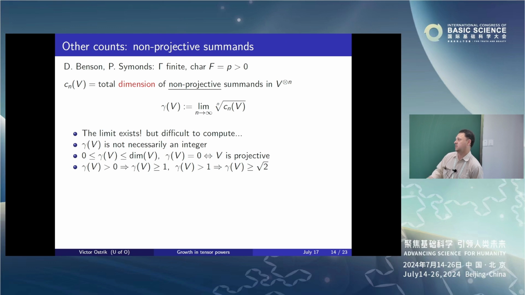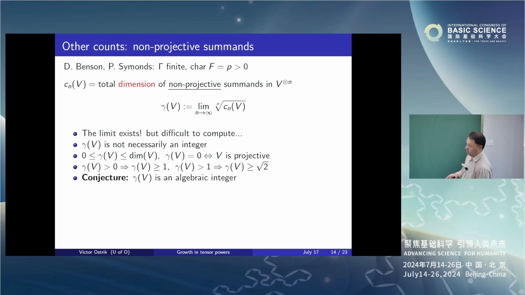If it is greater than 0, it's extremely easy to prove that it's greater than or equal to 1. But the next result is very interesting. If this number happens to be not 1 but slightly bigger than 1, the next possible value is at least square root of 2. So there is nothing between 1 and square root of 2. It should remind you of the situation in subfactor theory, where indices of subfactors are quantized and things like this.